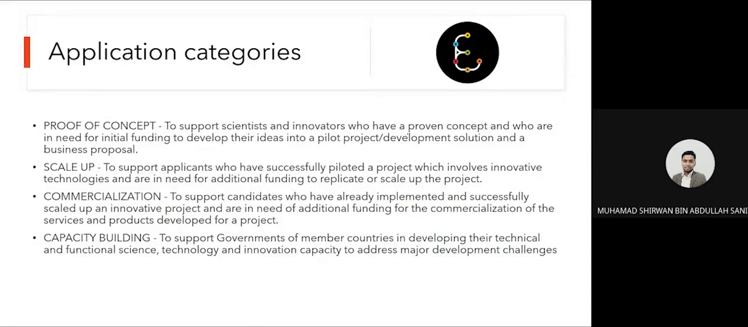If we go to the proof of concept definition, it is to support scientists and innovators who have a proven concept, which means you need to prove the concept first, or it has been published elsewhere, stating that this innovation has been proven. And who are in need of initial funding to develop their ideas into a pilot project, development solution, and a business proposal. I don't explain much on this because it has been explained by Dr. Nabila. But in my case, there was a question previously about the proof of concept. You have to make sure that when you want to apply for a grant using your idea, you have to prove it first. It should have been published somewhere else.